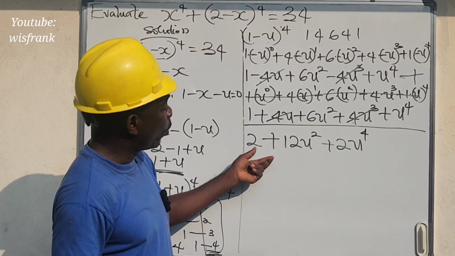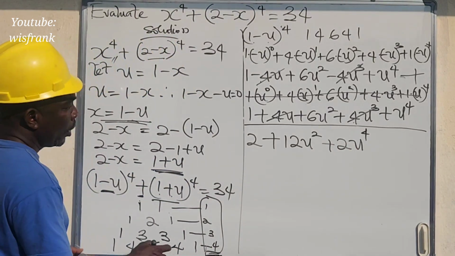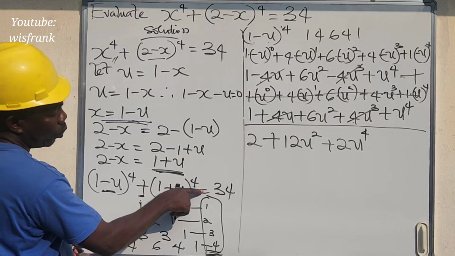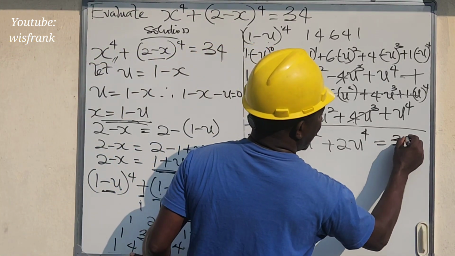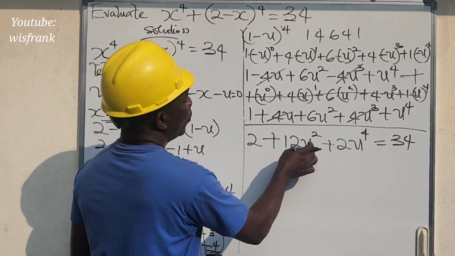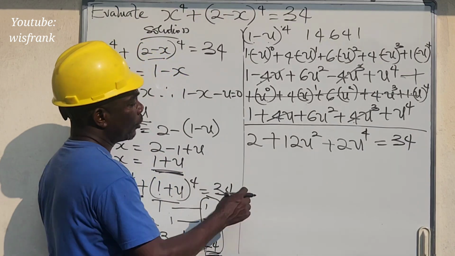You can see that 2 is common to both of them. Here we recall that when we add this and this, the two of them give us 34. So this is equal to 34, and we are bringing down our 34. We can see that 2 is common to each of these, so 2 can be a factor to each of these.